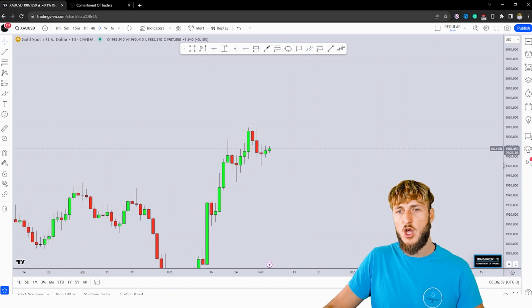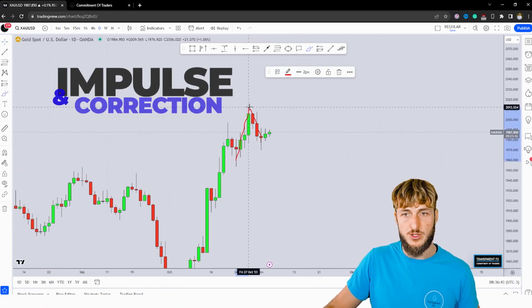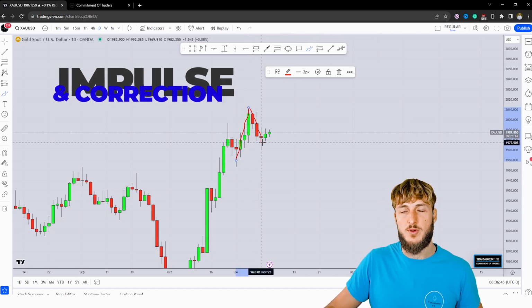Now, at the moment, what we must identify is that in creating this correction after this impulse here on the daily, we had a quite sharp movement to the downside.